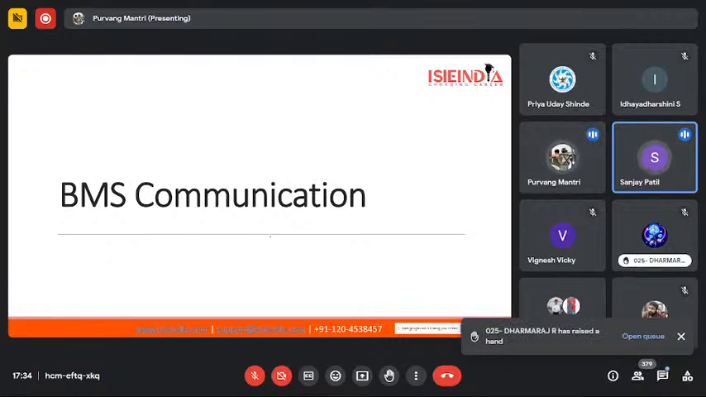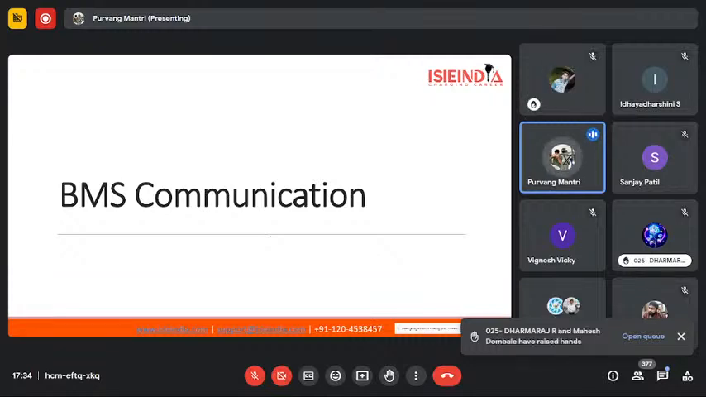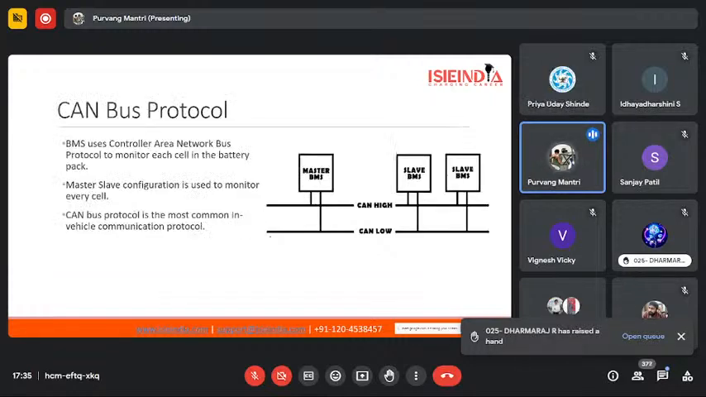So as I said, there are almost 4,000 to 7,000 cells used in a battery pack. Monitoring each and every cell with one BMS can be quite tricky. Not just quite, it will be tricky, definitely. And that's why we use BMS communication protocols, in which we will have this master and slave configuration.